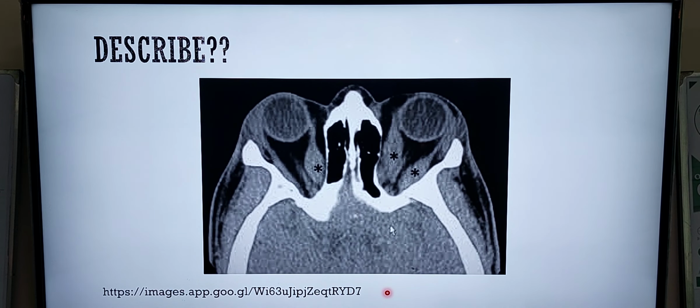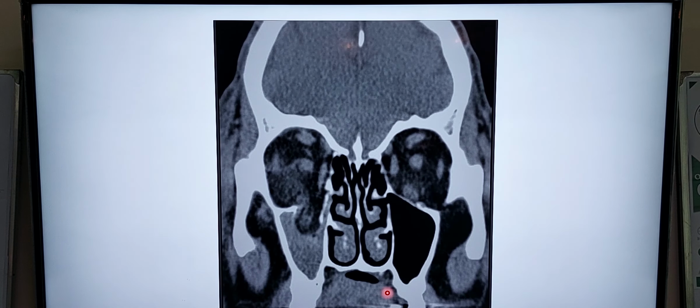Can anyone describe this image? First of all, you should be able to describe whether it is a CT scan or an MRI. Is it a CT scan or an MRI? Why is it a CT scan? Yes, bone is better demonstrated on CT scan. So this is an axial CT scan, brain and orbit, which shows muscle enlargement in both eyes, fusiform and tendon sparing. So as it is involving both eyes, it's most probably thyroid eye disease.